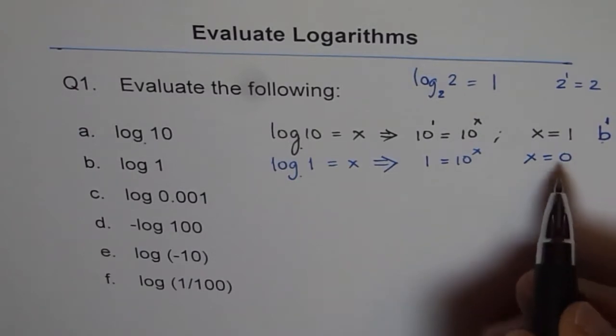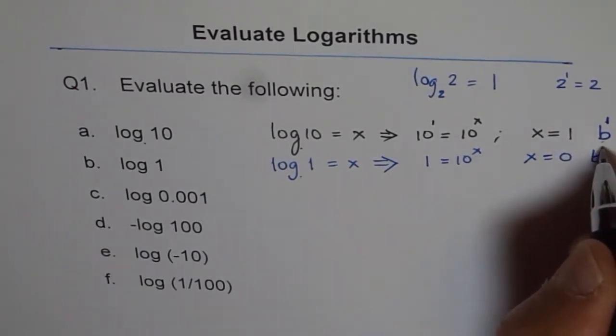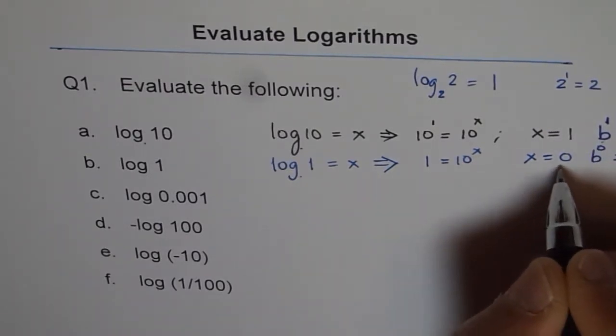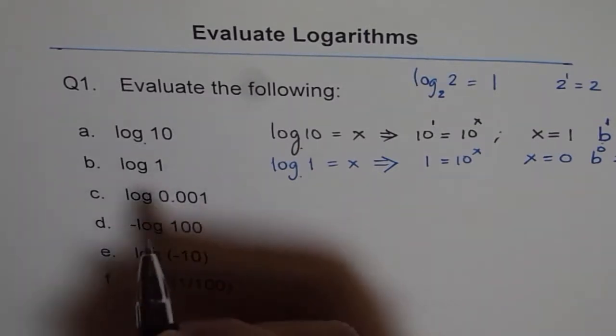Do you see? Anything to the power of 0 is 1. So let me write any base here to the power of 0. Anything to the power of 0 is 1. That is the answer, correct? I hope you are understanding. From the very basic concepts, we're trying to understand all these things, right? They're simple, but they're fundamental and very important to understand.